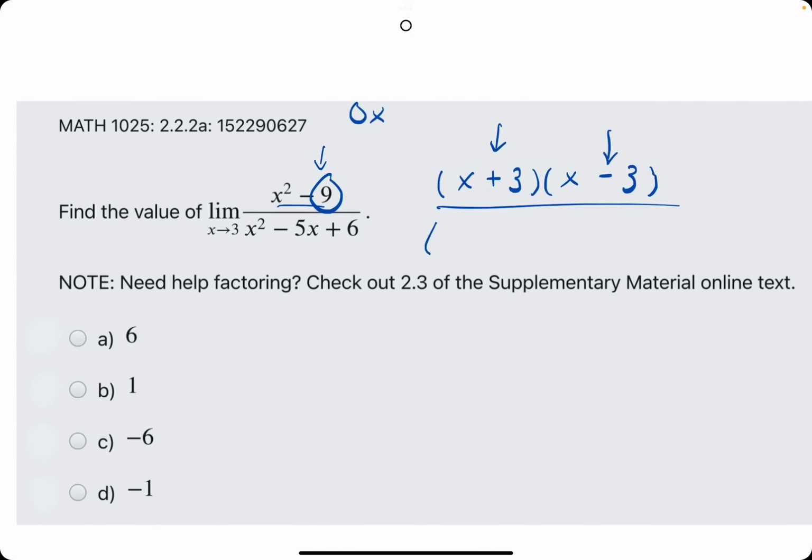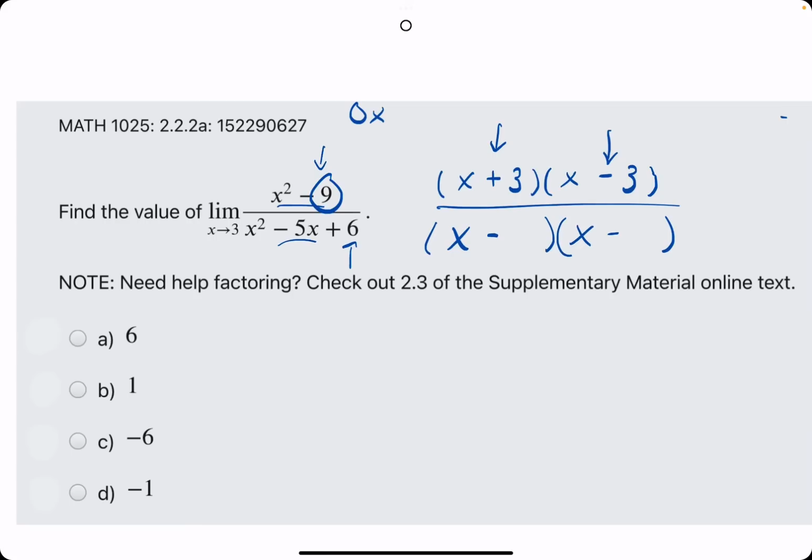On the bottom, we have x squared, and we need two numbers multiplying to 6. So we could do a couple different things. We could do 1 and 6, we could do 2 and 3. We just need to figure out which one is correct in terms of adding to -5. Well, the first thing we could say is that because 6 is positive and 5 is negative, we know that these must both be negative, because they can't both be positive to give us +6, because they wouldn't add to -5. So they must both be negative, because negative times negative is still positive, and the sum should still be negative. So we need two numbers multiplying to 6 but adding to -5.